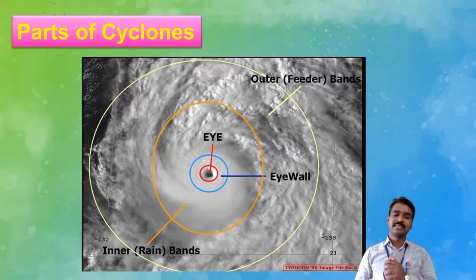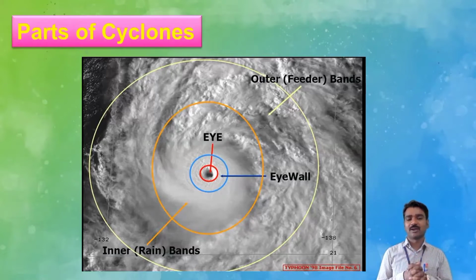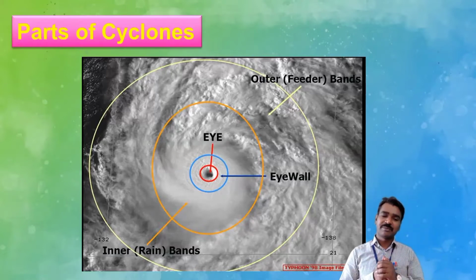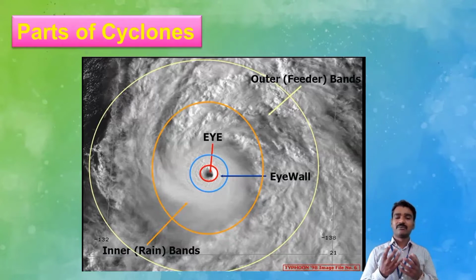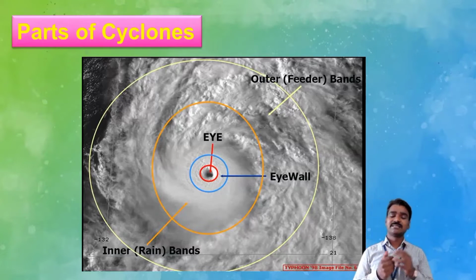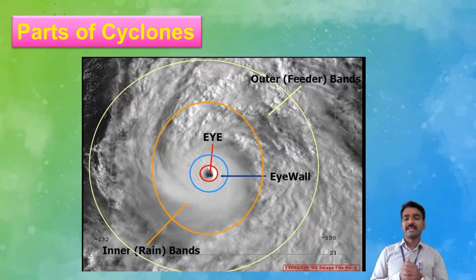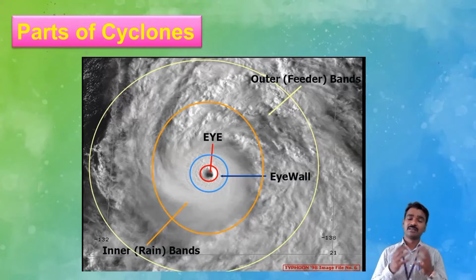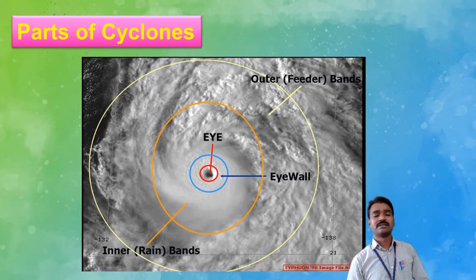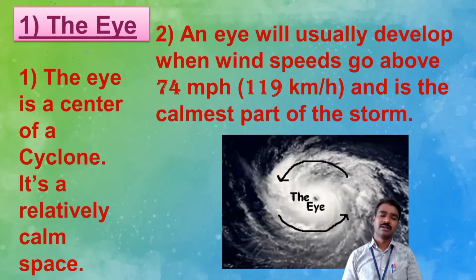As you can see in the picture, I have a picture of a cyclone which has three parts. The three parts of the cyclone, my dear students, are: the first one is the center of the cyclone, that is called the eye. Around the center of the cyclone, there are strong winds. This is called the eye wall, and around the eye wall, the outermost part of the cyclone is known as the rain bands, where the thick clouds are located. So let us learn about these three important parts of the cyclone one by one.